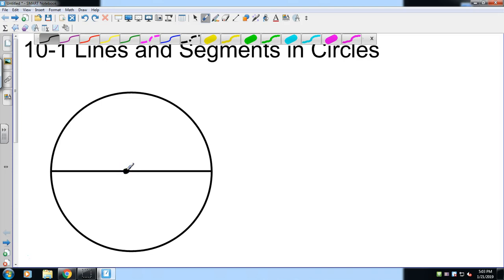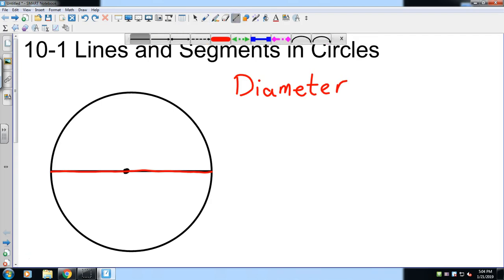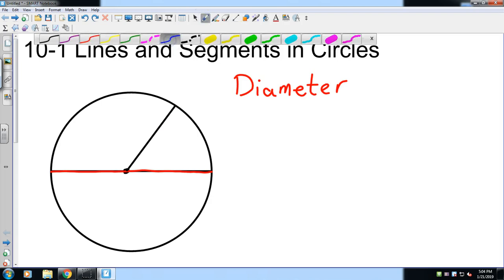Okay, so I'm actually going to color over this. And so our red is going to be our diameter. And then if we had a segment that went from the center to the outside, I'm going to put that in blue. And that's going to be our radius. Okay, so these are not new material. This is not new material for us.